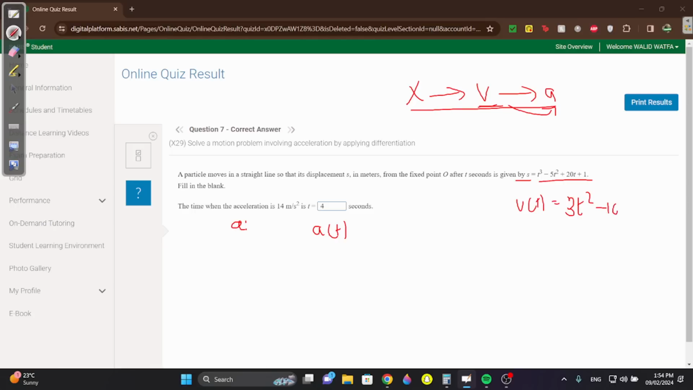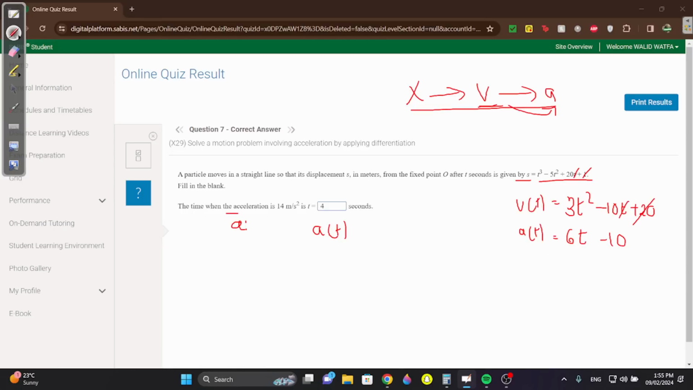2 times minus 5 is minus 10t plus 20, because 1 times 20, and reduce the exponent. Okay, this is your VT. Now you want the AT. AT, you derive it again. 2 times 3, 6, reduced by 1, minus 10. 20 cancels, and this exponent goes. So your AT is 16 minus 10.